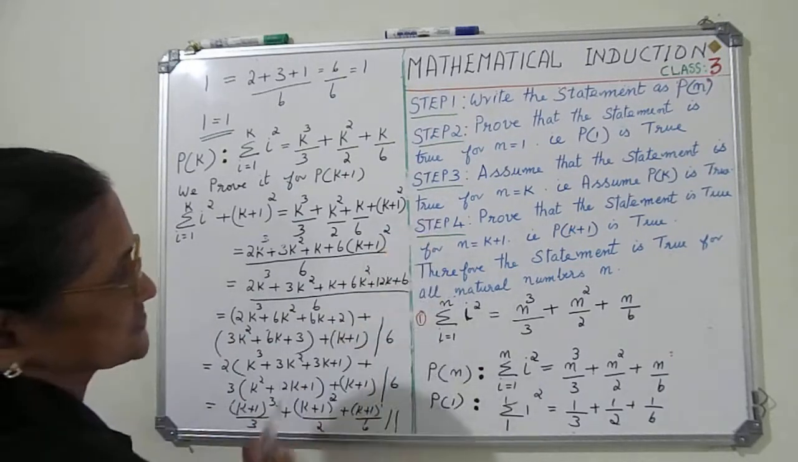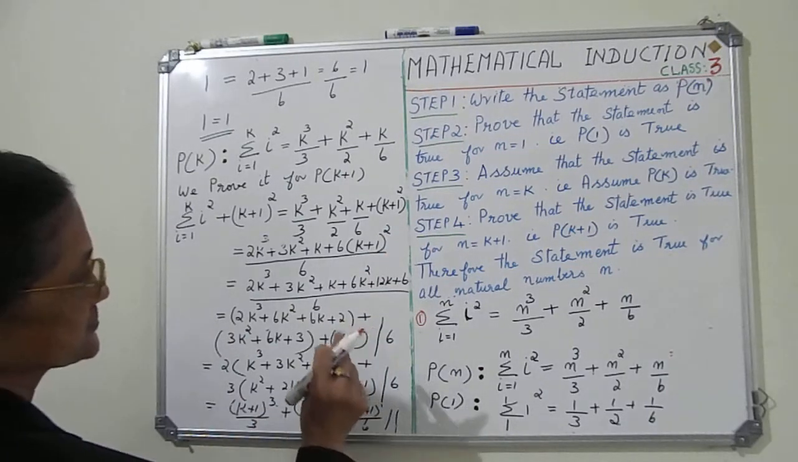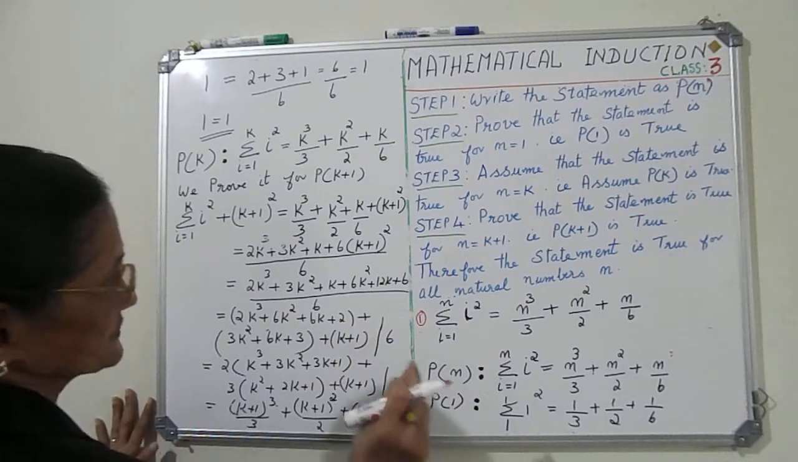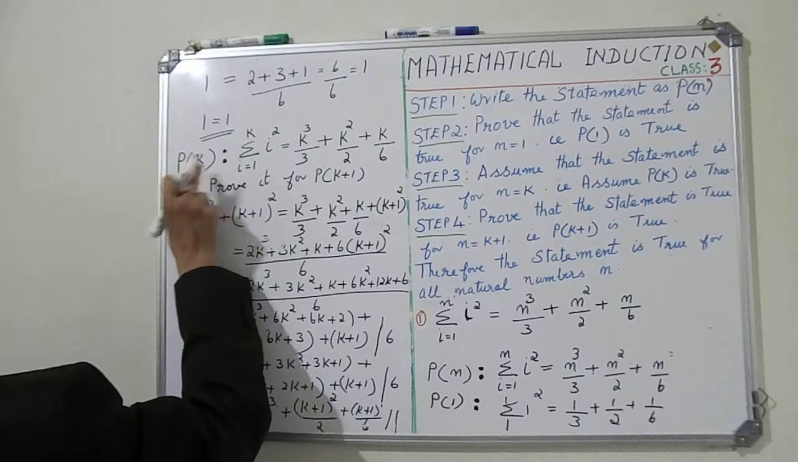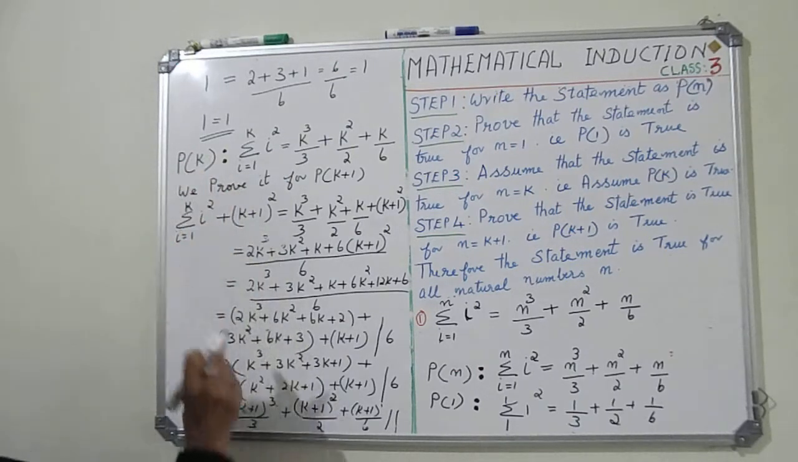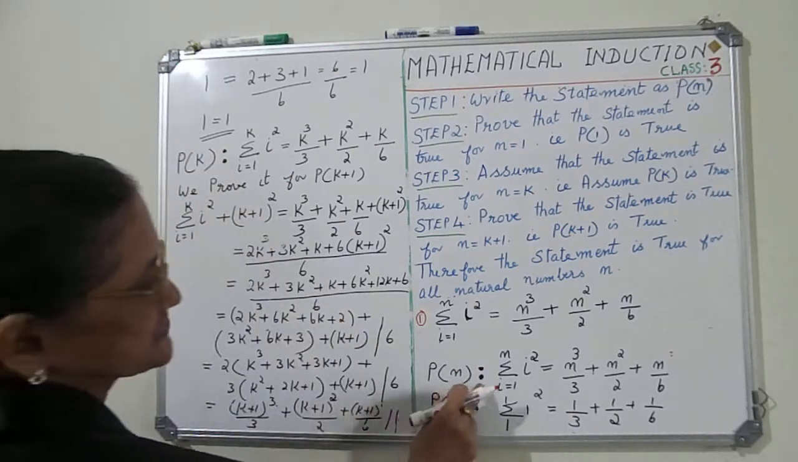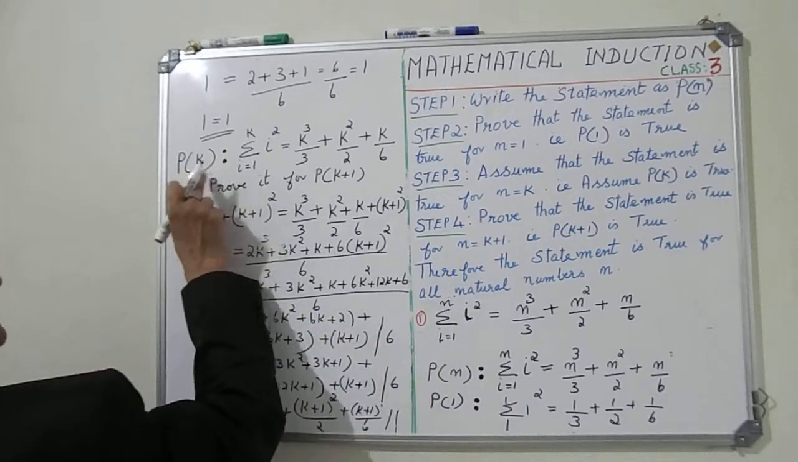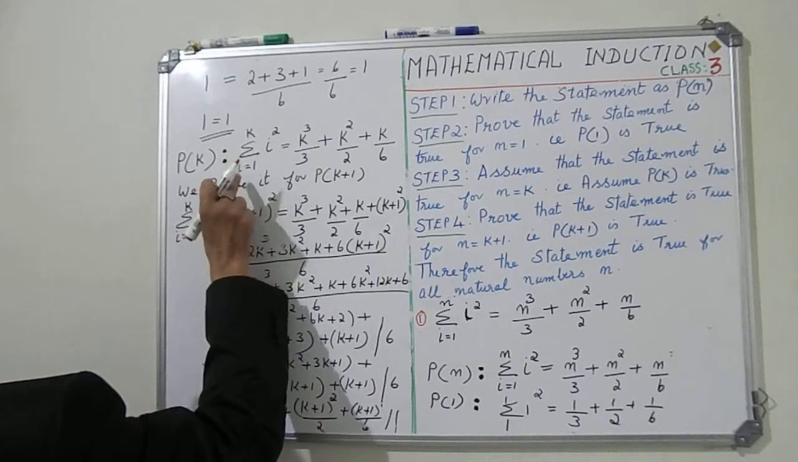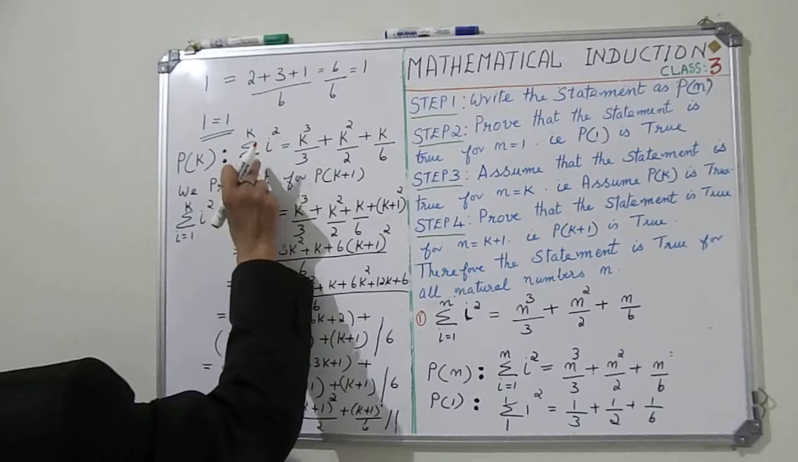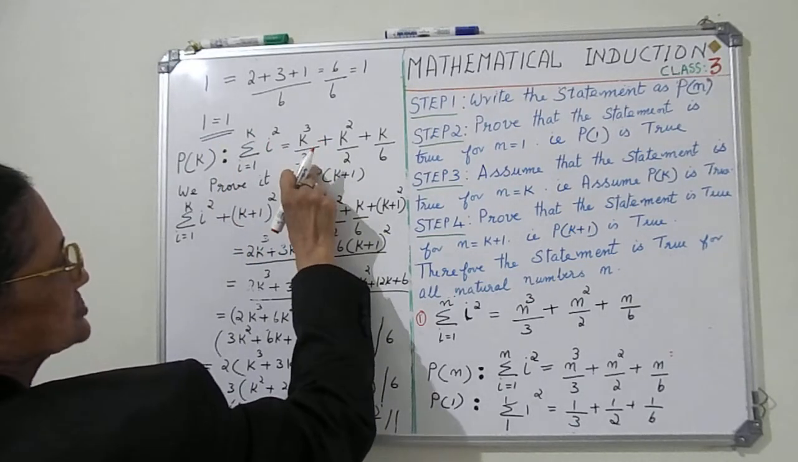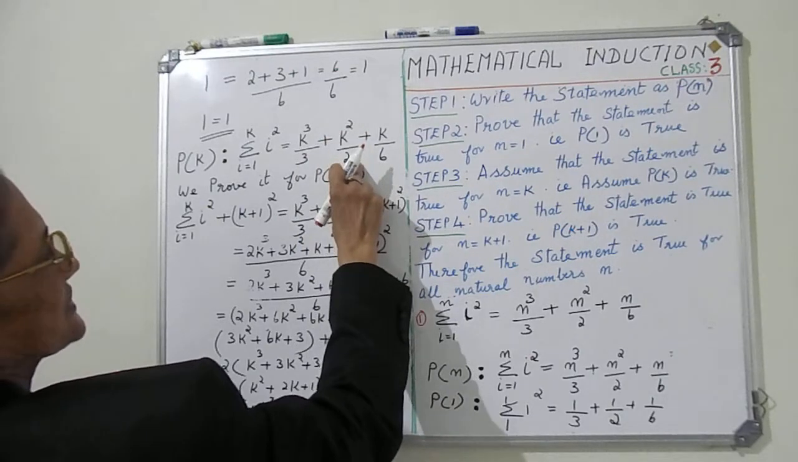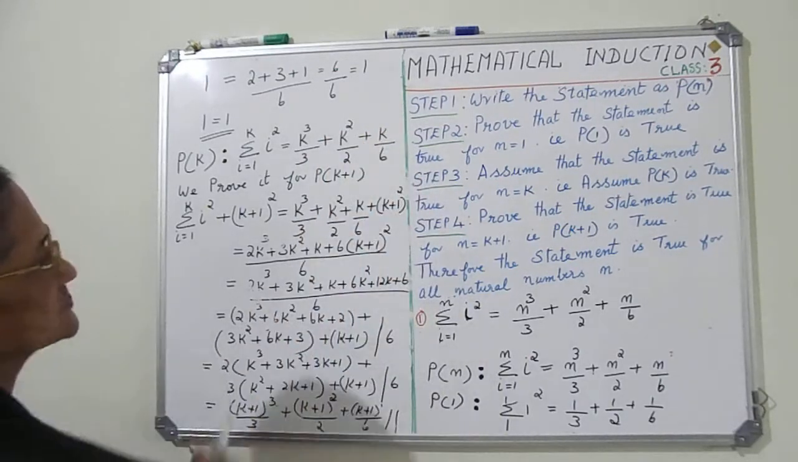Now we move on to the next procedure. What is the next procedure? We assume that the statement is true for n equal to k. That is P of k. What is our P of k? Put n equal to k in the given statement. Then P of k is obtained. P of k is sigma i varying from 1 up to k of i square is equal to k cube upon 3 plus k square upon 2 plus k upon 6.